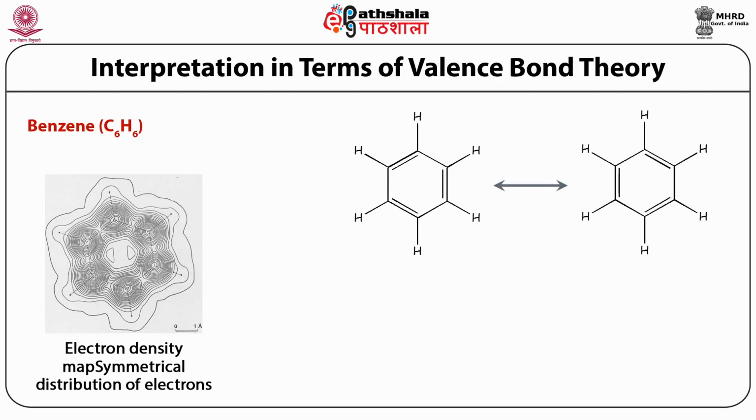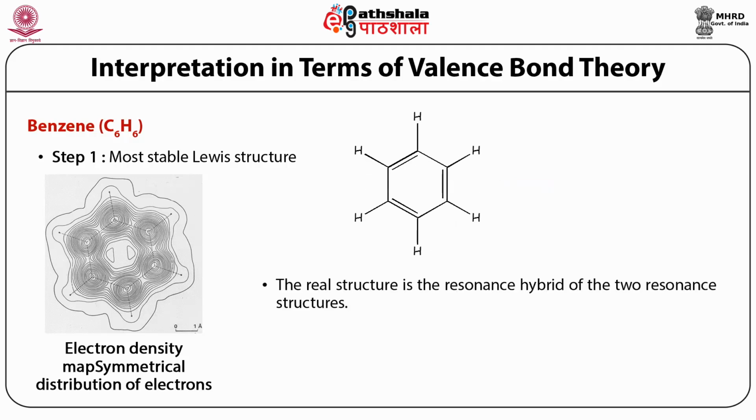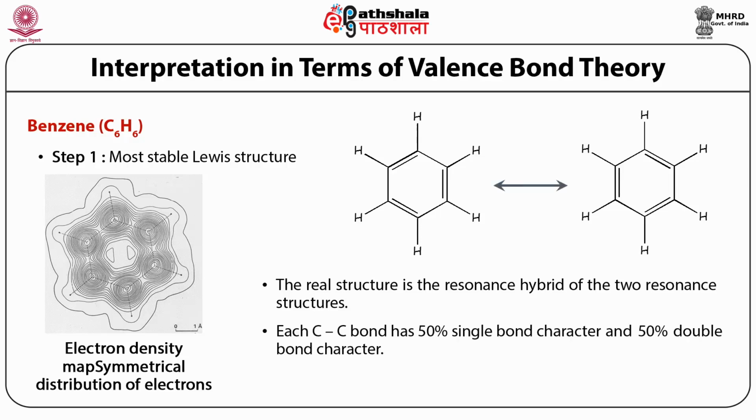So we can interpret this in terms of valence bond theory. Step 1 is to obtain the most stable Lewis structure. This shows the Lewis structure, and the real structure is the resonance hybrid of the 2 resonance structures, which implies that each C–C bond has 50% single bond character and 50% double bond character.